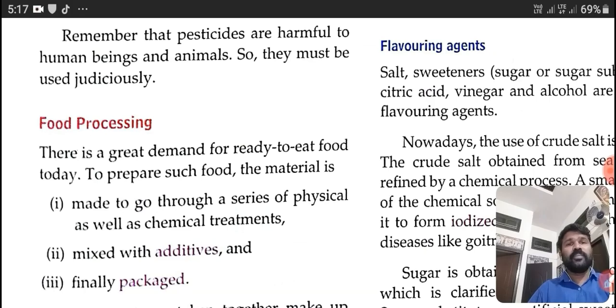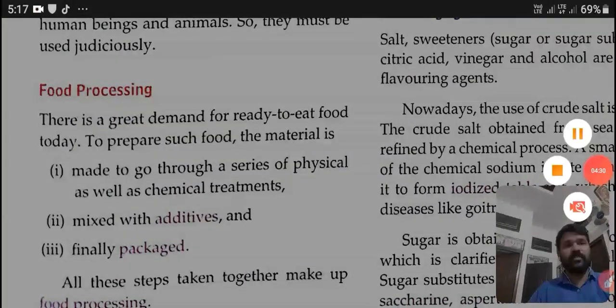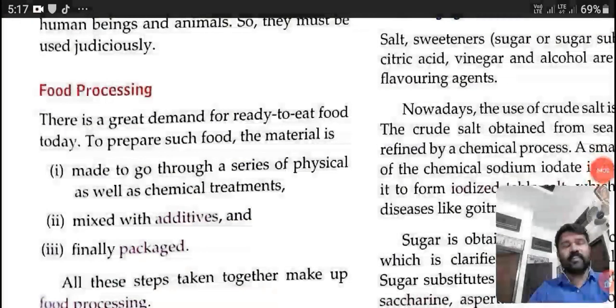Now we are going to discuss food processing. This point will be discussed in the next section.